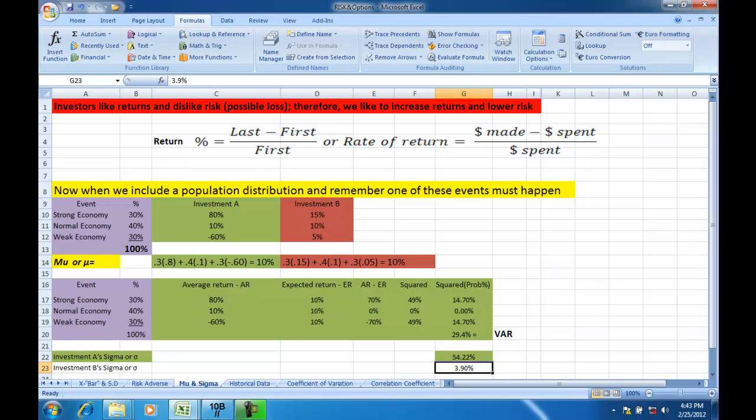And if we look at investment B and compare it to investment A, I think an investor would much rather invest in investment B. Why? The average return is 10%, which is identical to investment A. However, investment B has a much smaller sigma or risk, whereas investment A has a 54.22% sigma or risk.